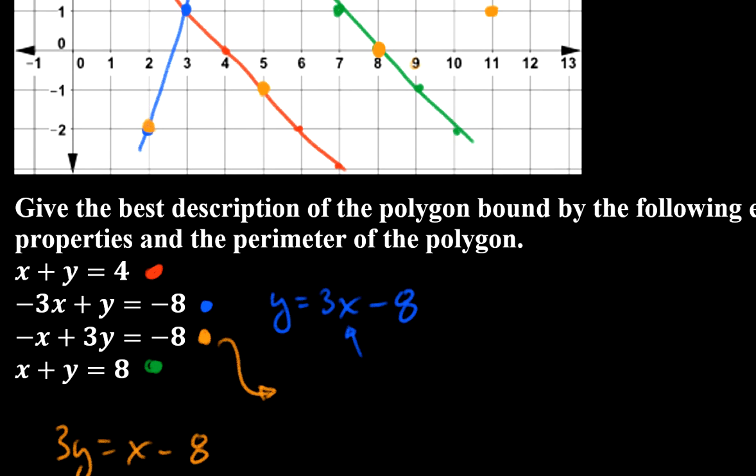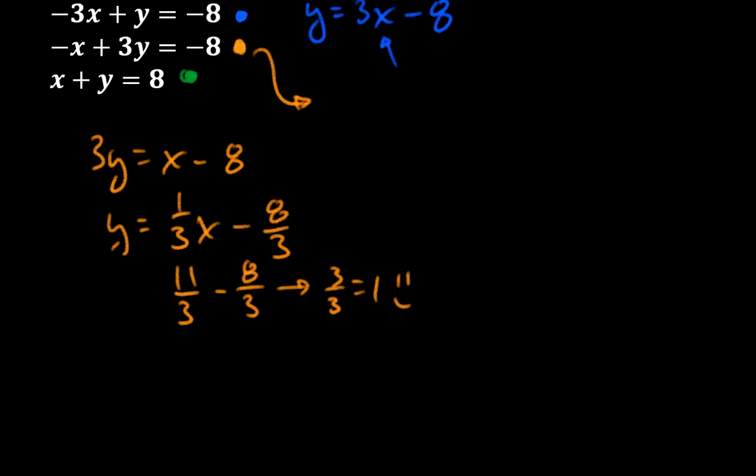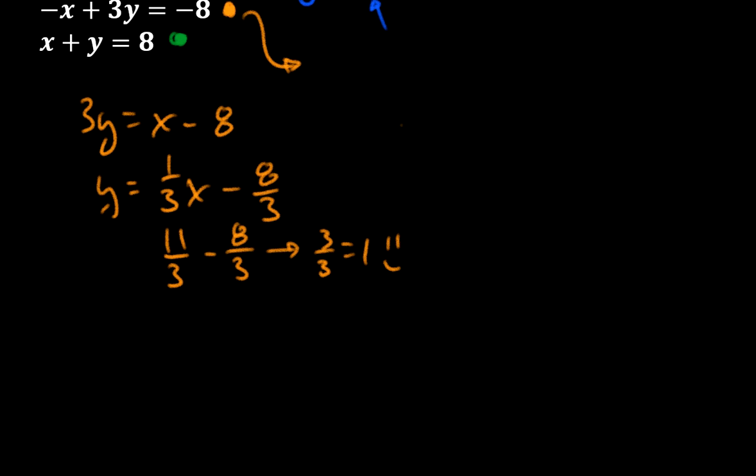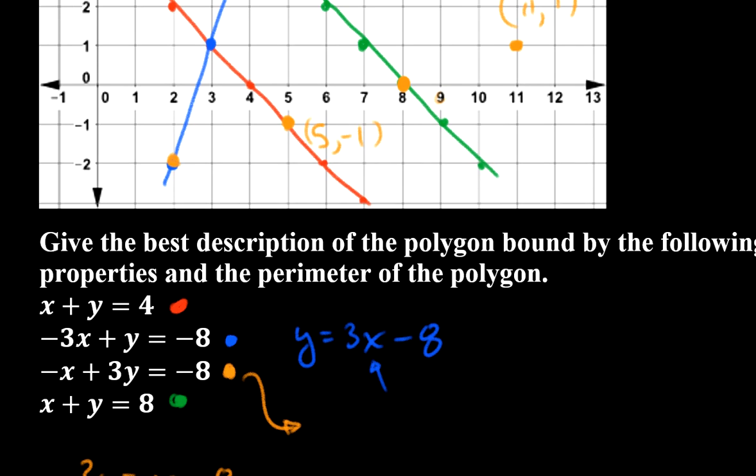My gosh, that took way too much time. Let's look at this point. When x is 5, y should be -1. So let's try that. If x is 5, this becomes 5/3 minus 8/3. And 5 minus 8 is -3/3, which is indeed -1. Yes, I got another point. So at this point, I'm super confident that this is the equation of this line. Why was that difficult? I don't know. But I know I've got that line now.